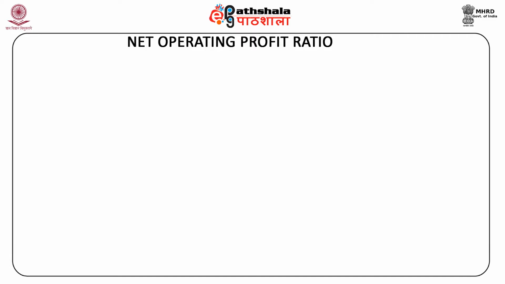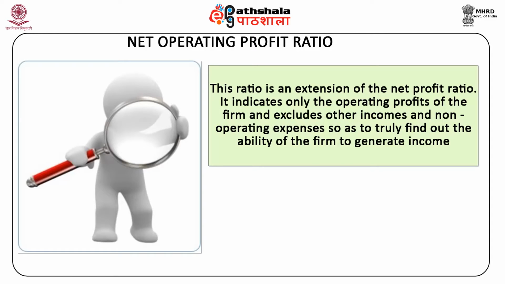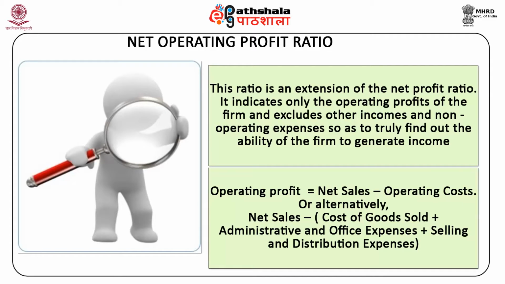Net operating profit ratio. This ratio is an extension of the net profit ratio. It indicates only the operating profits of the firm and excludes other incomes and non-operating expenses so as to truly find out the ability of the firm to generate income. This ratio is given by the following formula: net operating profit ratio is equal to operating profit, which is net sales minus operating cost, or alternatively, net sales minus within brackets cost of goods sold plus administrative and office expenses plus selling and distribution expenses. A slight variation of this is the operating ratio, which is given by the formula. The total of operating expenses ratio and operating profit ratio is always 100%.